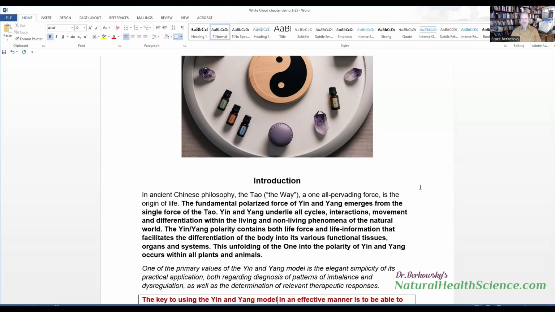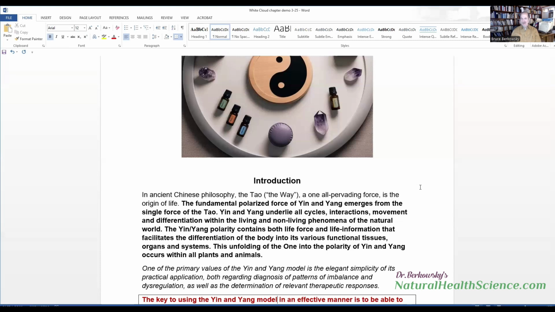So let's review it. So the fundamental polarized force of yin and yang emerges from the single force of the Tao. Now, there are many different names for the Tao according to what philosophy you've studied, what the origin or what country of origin that philosophy is. Some years back in Spiritualis of Essential Oils, we discussed the ancient Greek philosopher Plotinus and his philosophy of the one. So the one and the Tao, in my mind, are essentially, if not the same thing, there's a great deal of congruence between them.